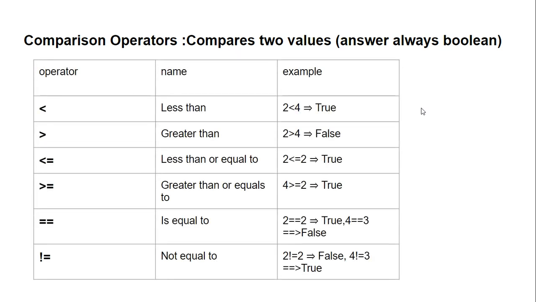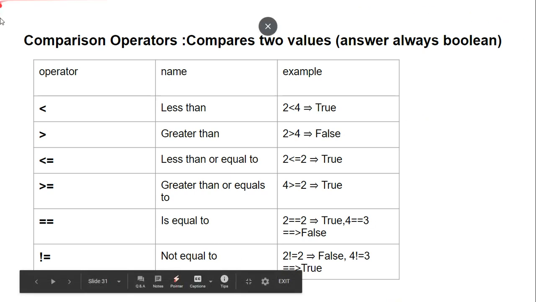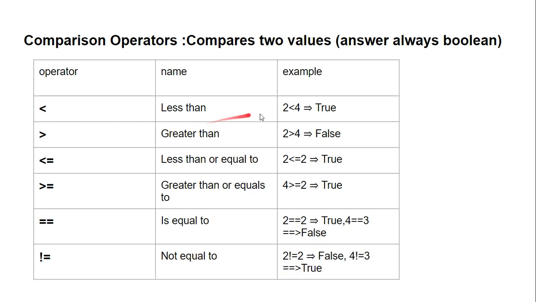There are basically six operators used in comparison. First is less than, which is used to check whether one number is less than another. Here you will write 2 less than 4, it is true. Next is greater than, which checks whether one number is greater than another. If you write 2 greater than 4, it will give you false. Similarly, we have less than or equal to, which checks whether it is less than or equal or not. Next is greater than or equal to.